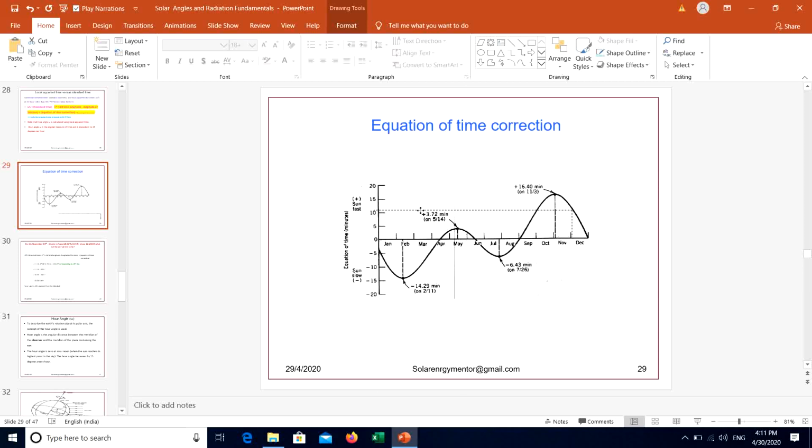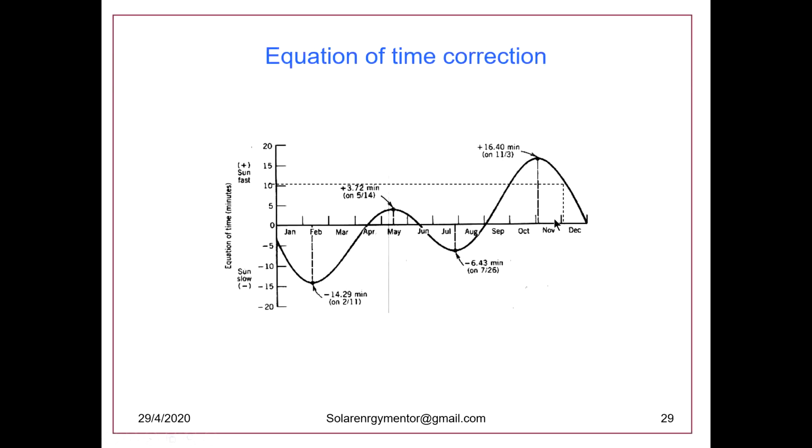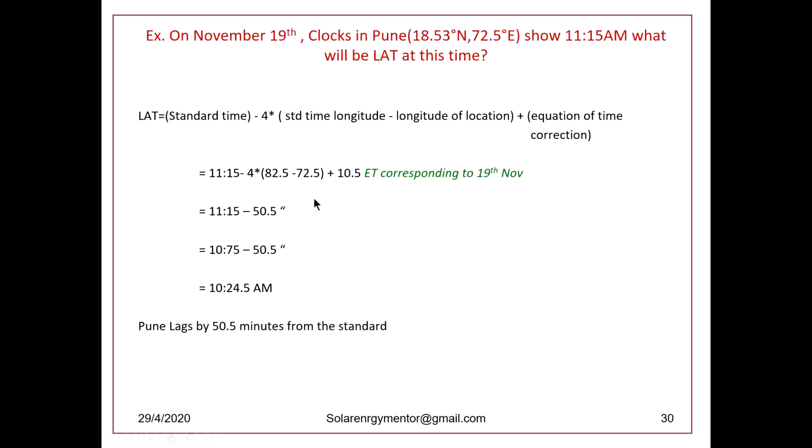See it, this is November, 15th of November. If I adjust it like this, so this I can read November 19th, after 15th, November 19th. If I read it like this, it comes out to be 10 or 10.5 minutes. See, this is equation of time in minutes. Its correction is minutes. This is plus. So this is 10.5 plus we can take.